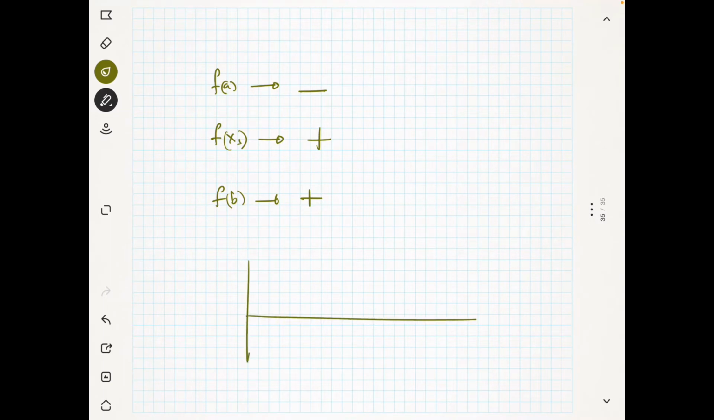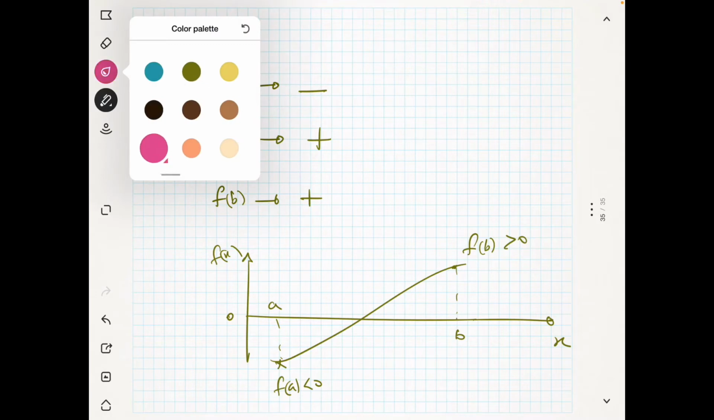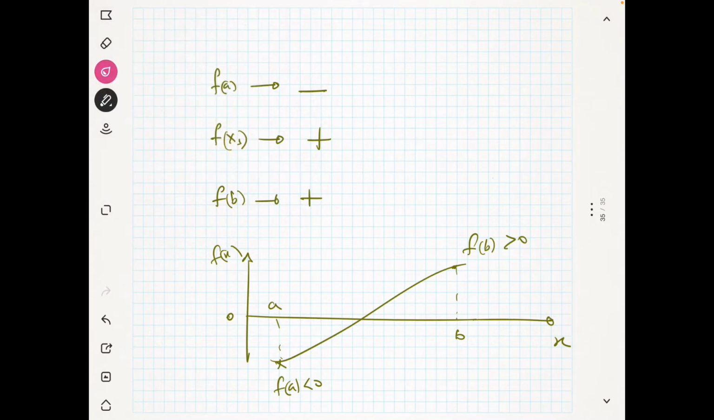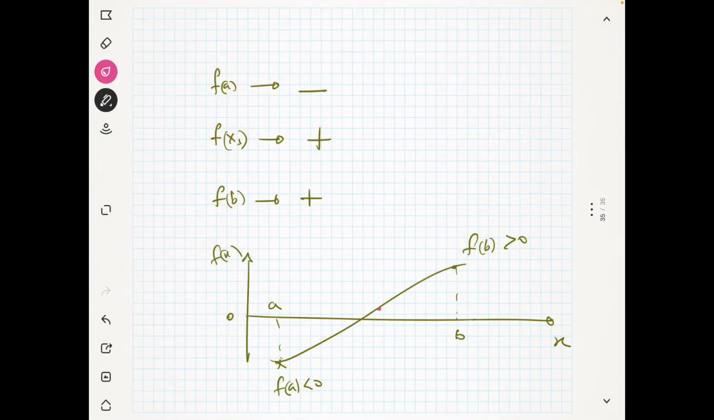The graph you can plot like this. This is your a and this is your b. You see f of a is less than 0, this is your 0, and this is f of x, and this is x, and here it is f of b, which is greater than 0. Now you have got your new point. Where is that new point? It is the average here. And your new point is positive. You see here f of x_s is positive, so the new point is giving a positive value.